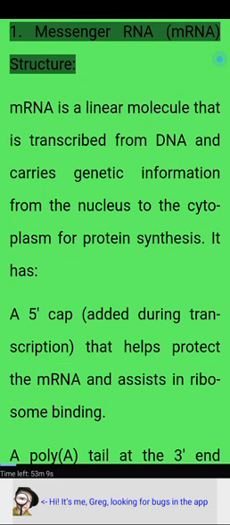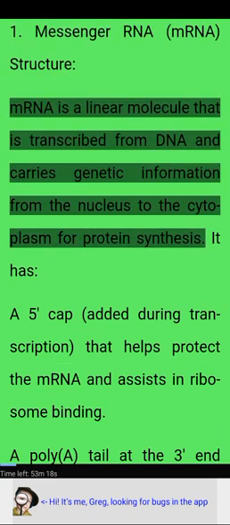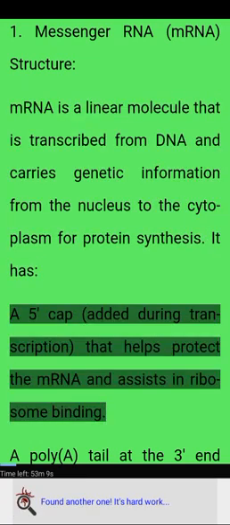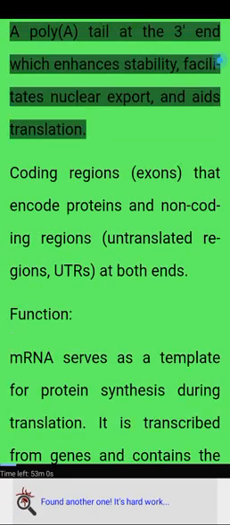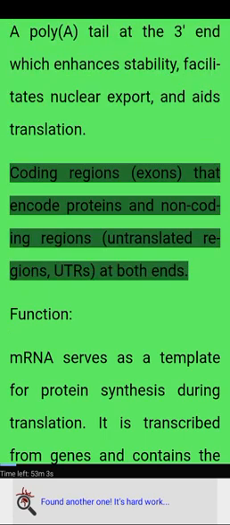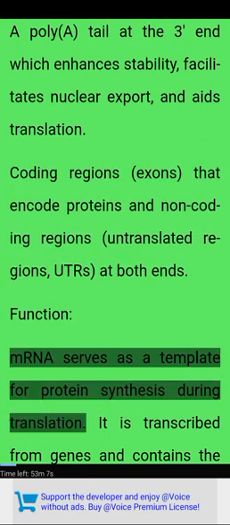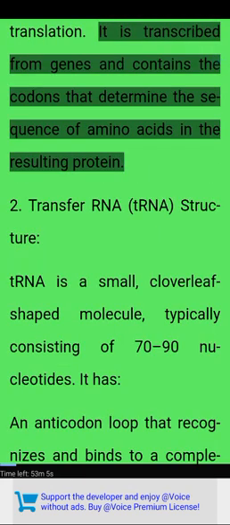1. Messenger RNA, mRNA. Structure: mRNA is a linear molecule that is transcribed from DNA and carries genetic information from the nucleus to the cytoplasm for protein synthesis. It has a 5' cap added during transcription that helps protect the mRNA and assists in ribosome binding, a poly A tail at the 3' end which enhances stability, facilitates nuclear export, and aids translation, and coding regions, exons, that encode proteins and non-coding regions, untranslated regions, UTRs, at both ends. Function: mRNA serves as a template for protein synthesis during translation. It is transcribed from genes and contains the codons that determine the sequence of amino acids in the resulting protein.